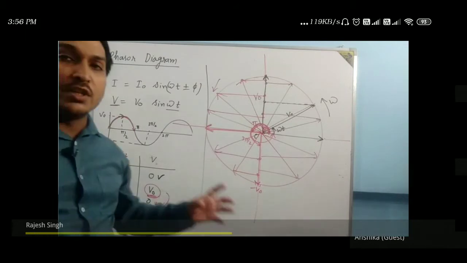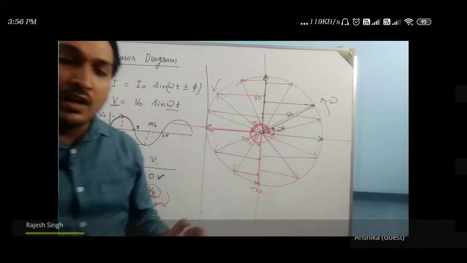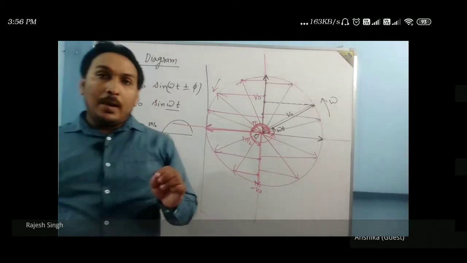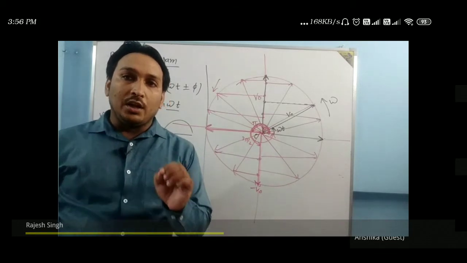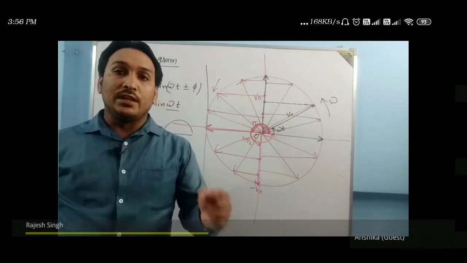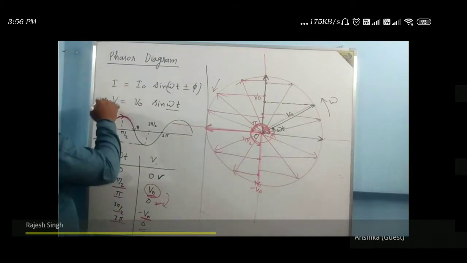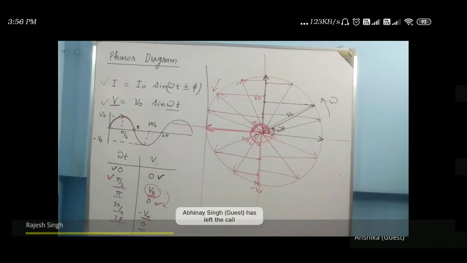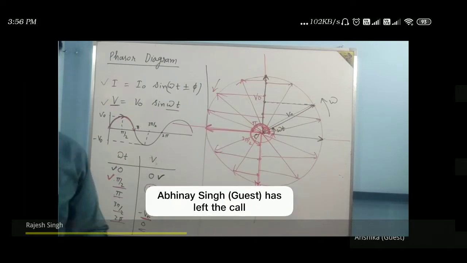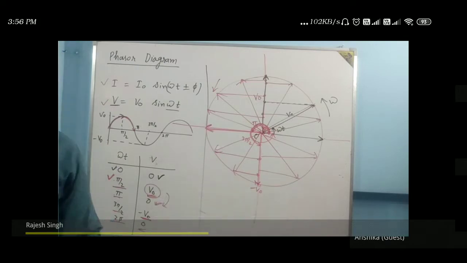So what is a phasor? A phasor is actually nothing but a rotating vector. It is a rotating vector which represents alternating voltage and alternating current. Is it clear to everyone? A phasor is a rotating vector which represents alternating voltage and alternating current. Raise your hand if you got me.